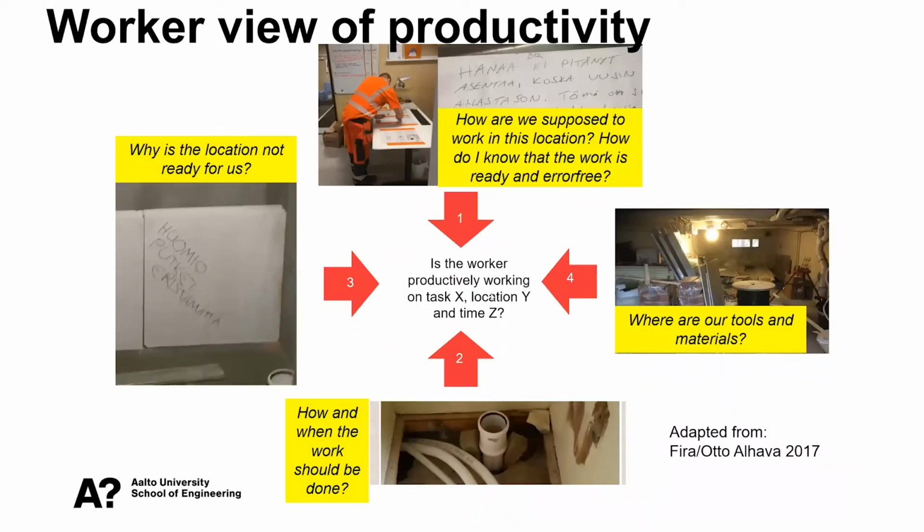And when we think about the productivity problem, we need to go to worker level. So why is the worker not productive? Current digital approaches are not that well targeting these problems. If we want to figure out if the worker is productively working on task X, location Y, and time Z, they need to know which locations are ready for them and why locations are not ready. What actually should they do? Where are the tools and materials? And how and when should the work be done? This information is not very easily digitally available today.